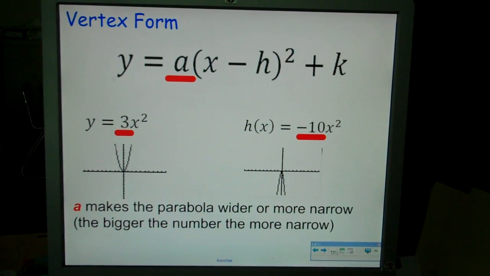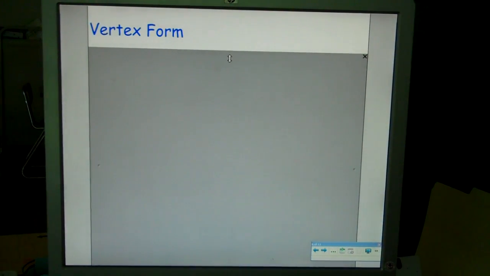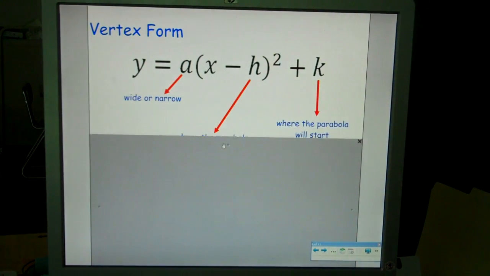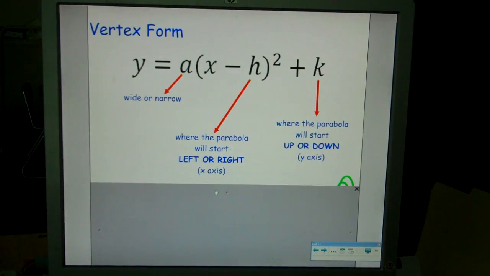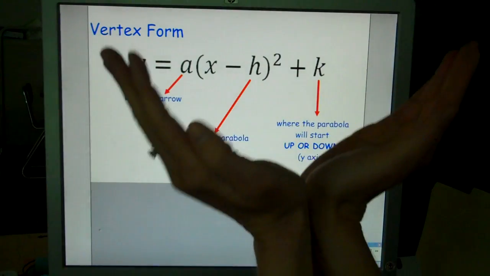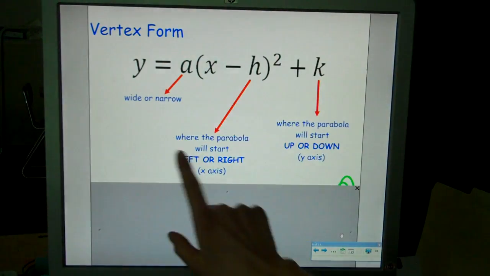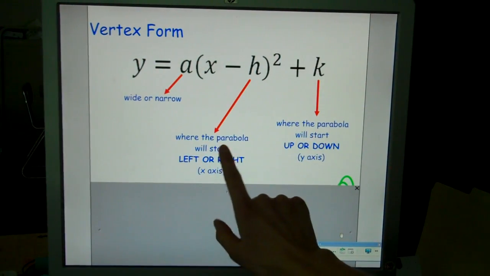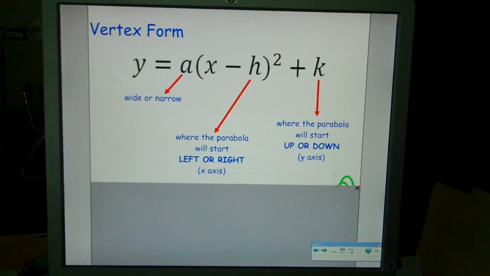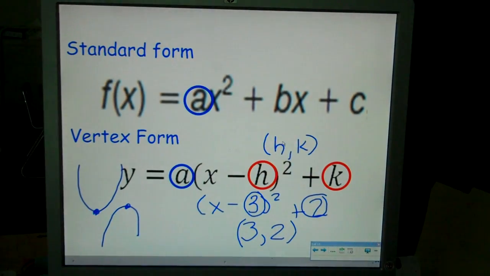Okay? Next. Vertex form. There it is again. Make sure you have it. Here we go. This you need to make sure you add. A decides whether the parabola is going to be very wide or very narrow. H, that's where the parabola starts left or right. Again, h was in our ordered pair. Can I go back to that? Let me see. Can I grab this whole thing?